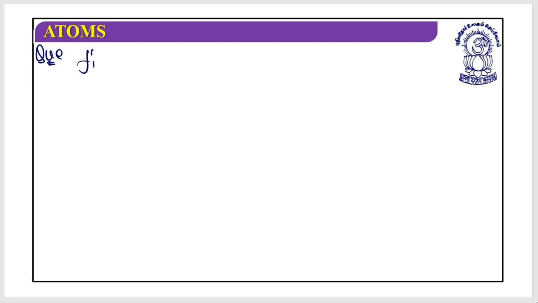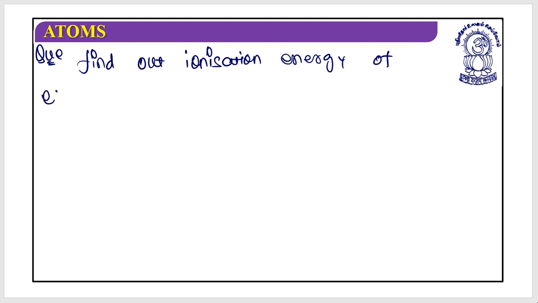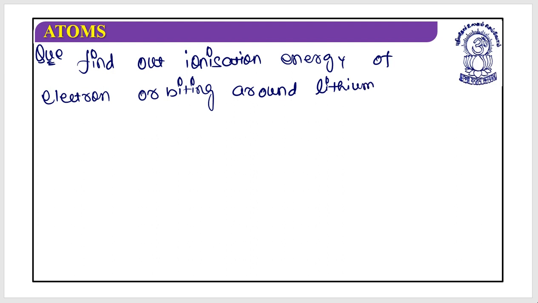The question says: find out the ionization energy of an electron orbiting around lithium in its second stable orbit.